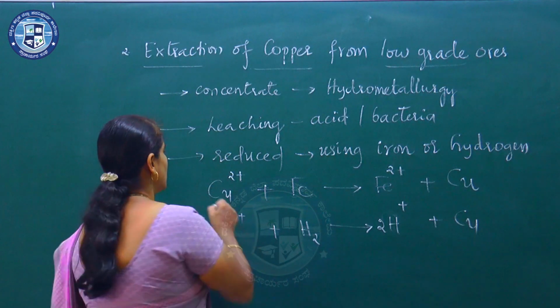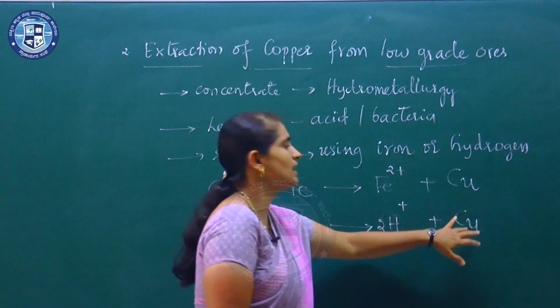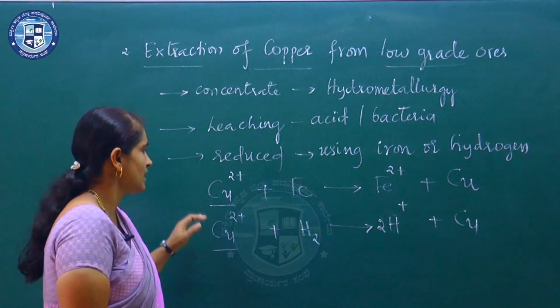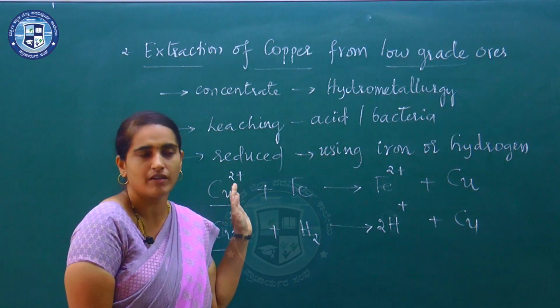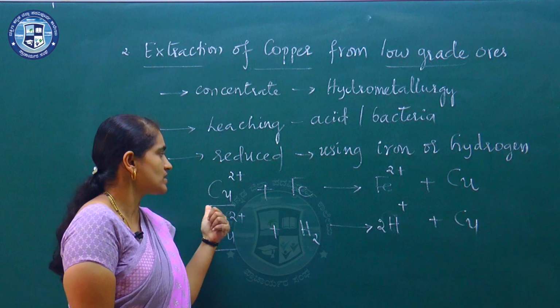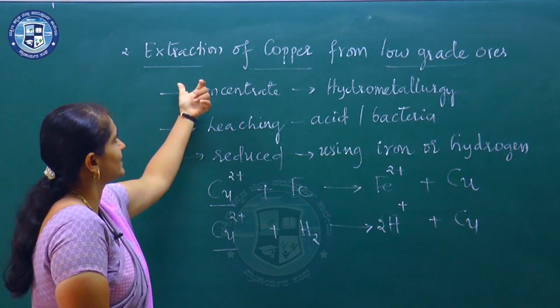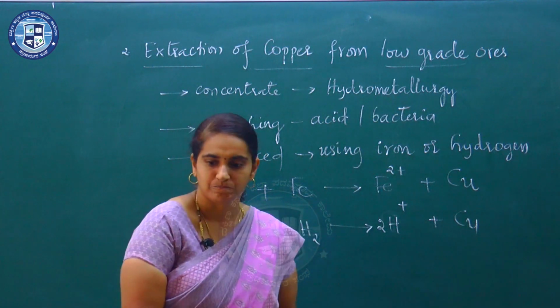Copper, being a low reactive metal, will be deposited over the cathode. These are the two major applications given in the electrochemical principles of metallurgy. One was the extraction of aluminium, and another was the extraction of copper from low grade ores.